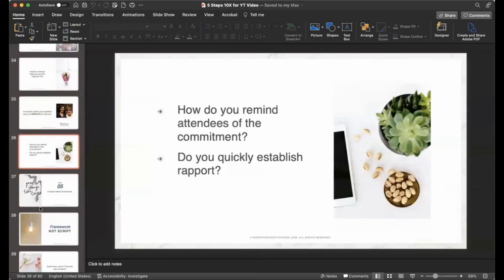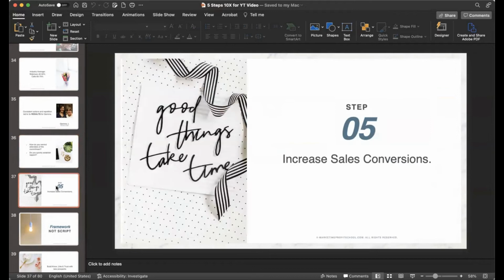So how do you remind the attendees of the commitment? Do you quickly establish rapport? Reminding them of their time commitment can be through Messenger or email or text messages. Again, multiple ways I think is more important now than it ever has been in the past. And increase those sales conversions, number 5.